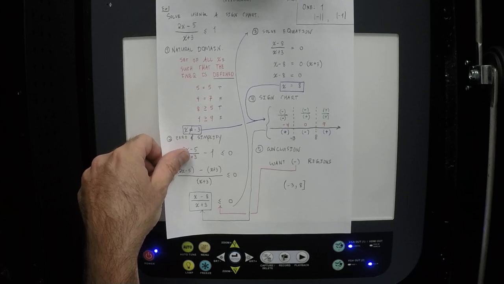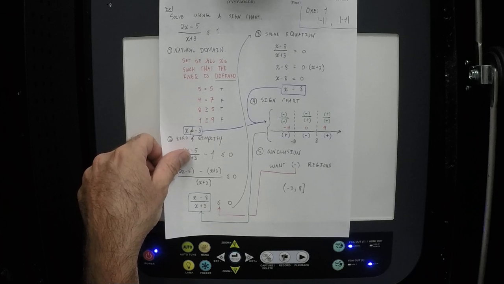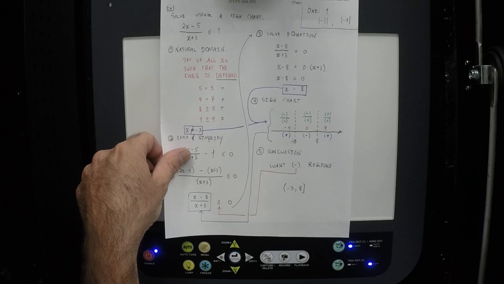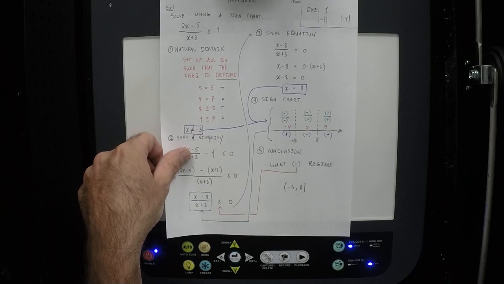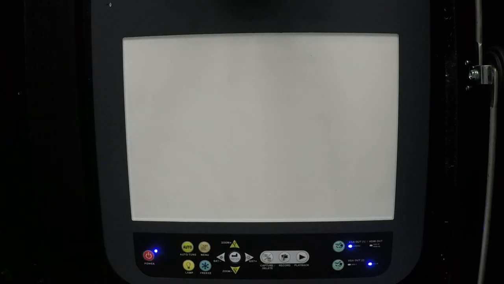You don't make sign charts in calculus, typically. You make what? Slope charts. Concavity charts. What is a slope chart? It's a sign chart of the derivative. That's all that it is. You take a function, you compute its derivative, you make a sign chart. Why should that be interesting?